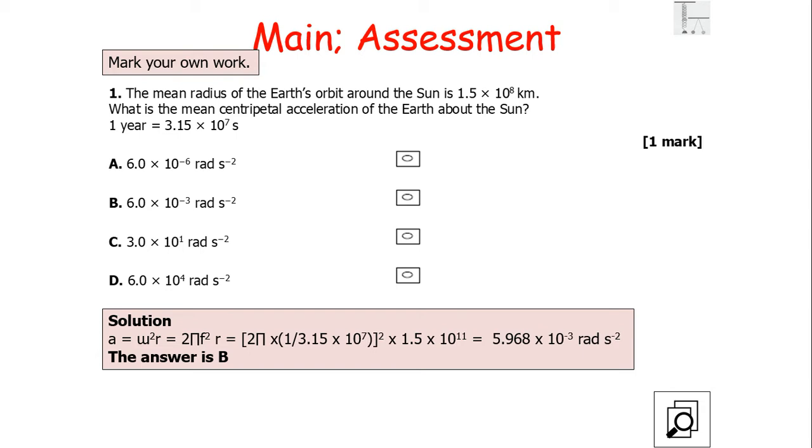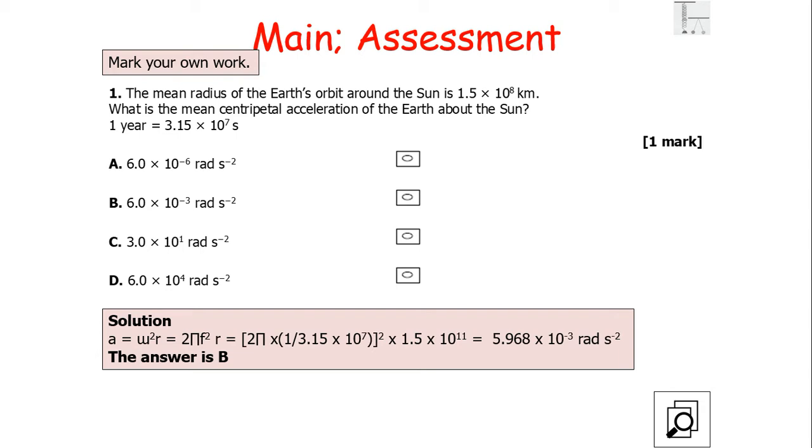answer B, because we're looking for centripetal acceleration. So you write out what your equation for centripetal acceleration is: omega squared r. Now we know omega is 2 pi f, so therefore we know (2 pi f) squared, or 4 pi squared f squared, times r is equal to centripetal acceleration. And at that point you can put the values in.